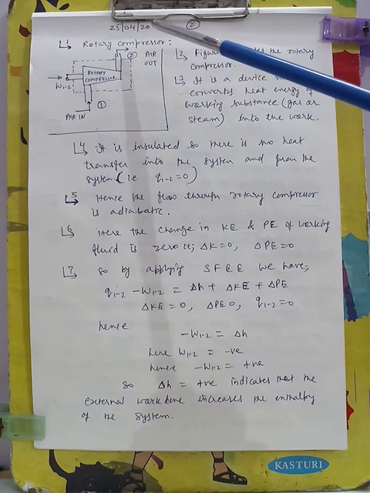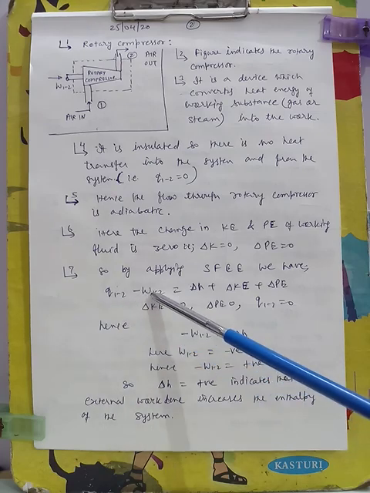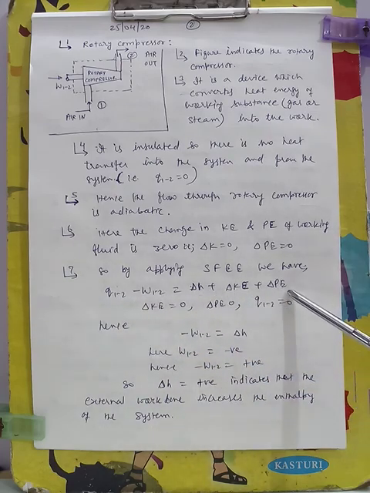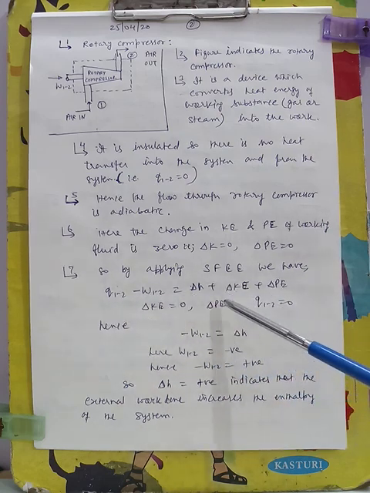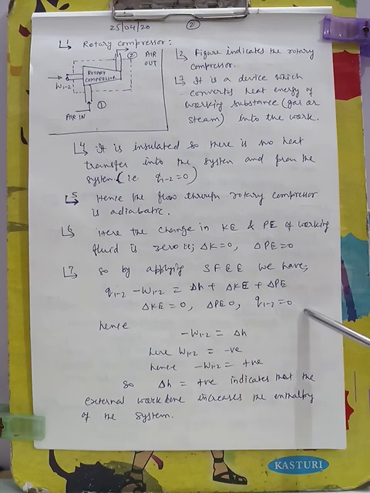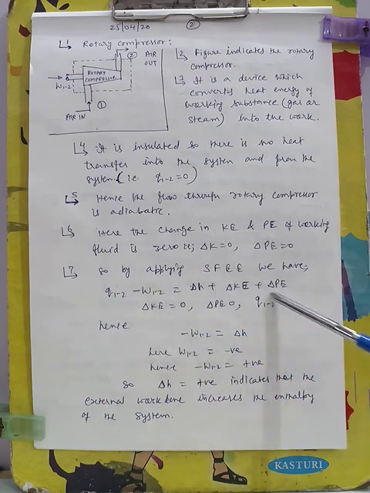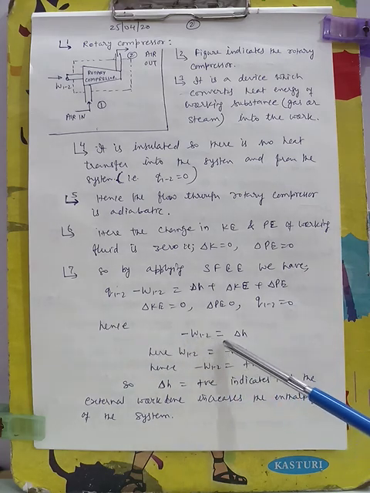when we apply the steady flow energy equation, that is Q12 minus W12 is equal to delta H plus delta KE plus delta PE. So here delta KE is equal to 0, delta PE is equal to 0, and heat transfer is equal to 0. So when we put all these things in the equation, finally we get minus W12 is equal to delta H.